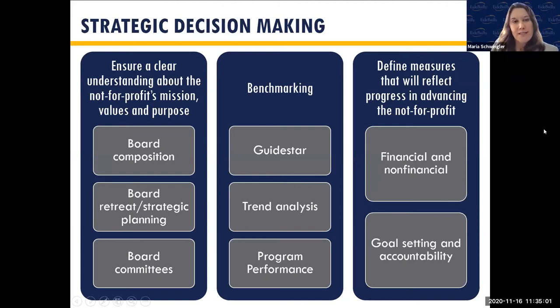So, talking a little bit more in depth on strategic decision-making, first, as I mentioned earlier when talking about non-financial metrics, it's important to ensure that your board has a clear understanding of what the organization's mission, values, and purpose are. If each board member were to get stuck in an elevator with someone, would they tell a similar story about who the organization is and what your mission is? Having an annual or biannual board retreat or strategic planning session can help re-engage a board, bring everyone on the same page, and ensure everyone is moving in the same direction.